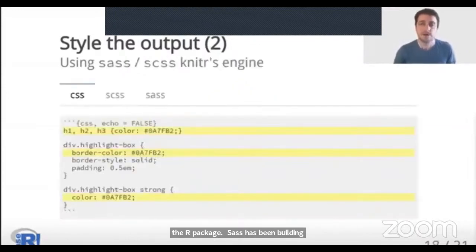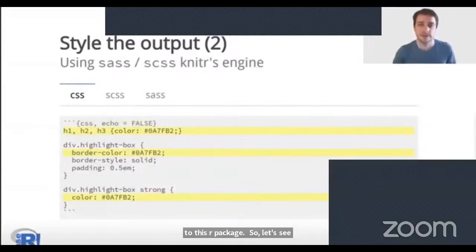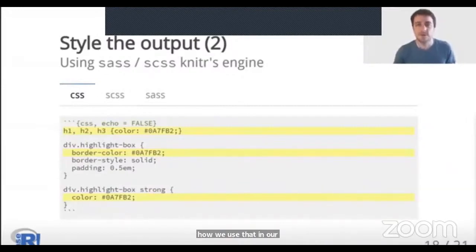So let's see now how to use that in your R Markdown document. Here I'm showing the CSS that I will need to apply to have my box with the blue border and the strong text. You can see that I need to set my color in three different places. It would be really interesting if I could simplify that, mainly because if I want to change the color, for example, I would like to change it in any place I use.